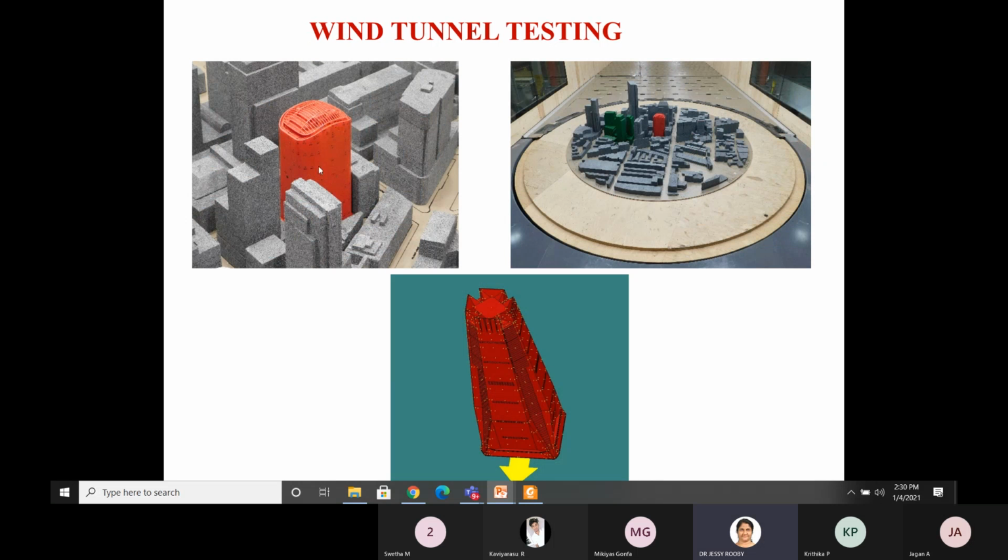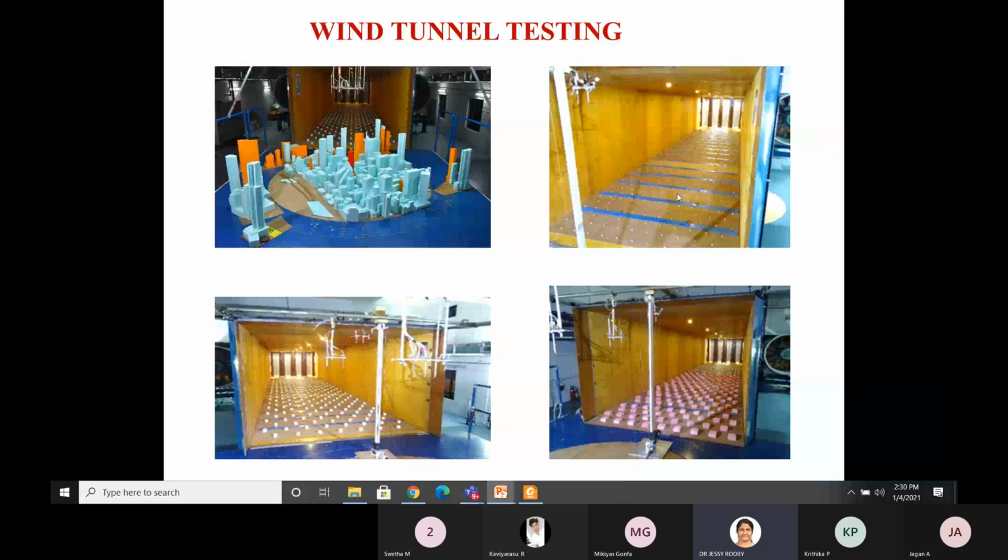So this is the building. This will be studied. Then for every part of the building, pressure tappings will be provided, the pressure difference will be calculated, velocity will be calculated. All this facility, you can see, these are the different wind tunnel models.